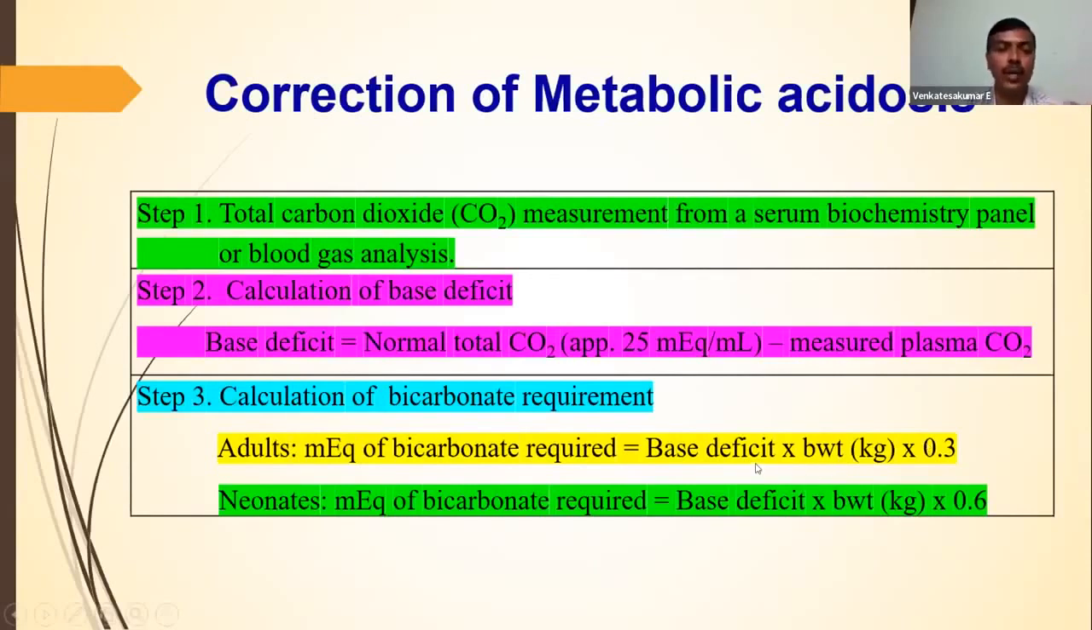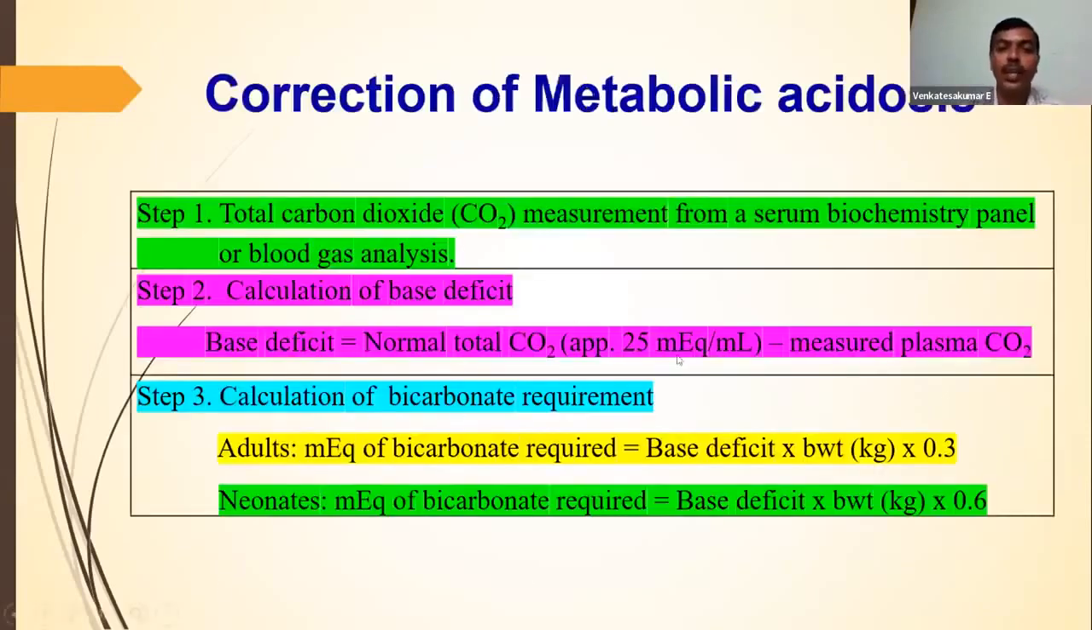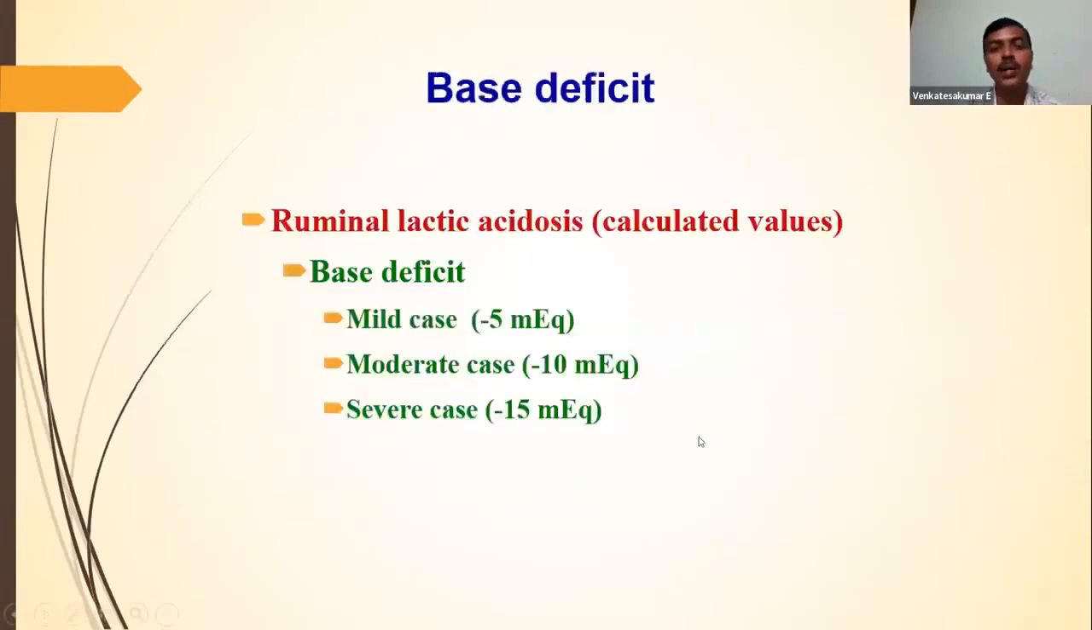So now let us go for a calculation. Before entering the calculation, there are some thumb rules in the field, already established facts. If you utilize them, you will be able to identify the milliequivalent of bicarb requirement easily in ruminal lactic acidosis cases. Mild cases are classified as a base deficit of -5 milliequivalent. Already we have seen the formula. They have calculated that a mild case of ruminal lactic acidosis may have a base deficit of -5 milliequivalent.